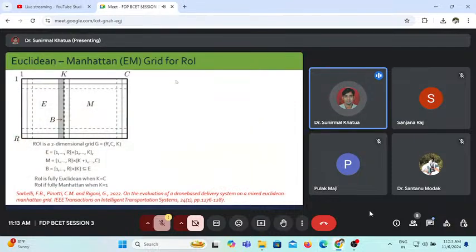Now, this is a generalization of the concept, because we don't know whether it is a city or a rural area when we are traveling. So we can take the region of interest where a number of packages have to be delivered. We call it a region of interest, and it can be generalized as an EM grid. That generalization was done by Sorvelli and his team, and they published this work in the Transactions on Intelligent Transportation Systems in 2022.